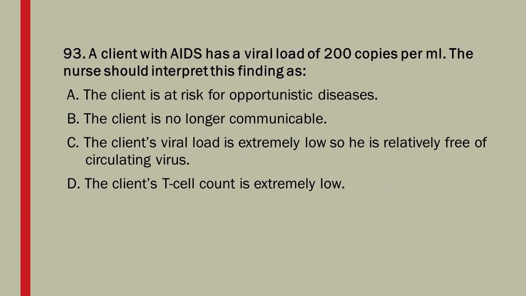93. A client with AIDS has a viral load of 200 copies per ml. The nurse should interpret this finding as: A. The client is at risk for opportunistic diseases. B. The client is no longer communicable. C. The client's viral load is extremely low so he is relatively free of circulating virus. D. The client's T-cell count is extremely low.